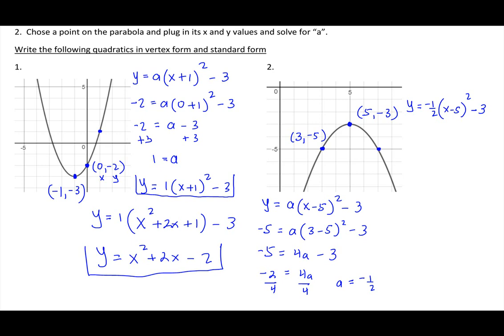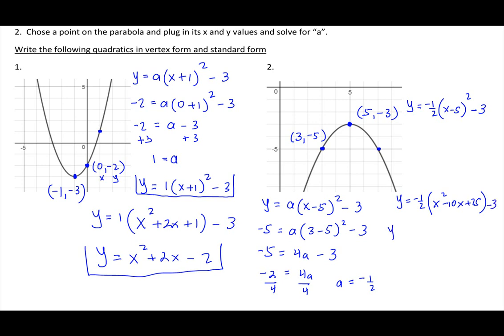Now, if I need to change this to standard form, right? So I'm going to just multiply, work everything out. So I'll do it down here. So I'll get y is equal to -1/2. And then I end up with x² - 10x + 25. Right? And then minus the 3.